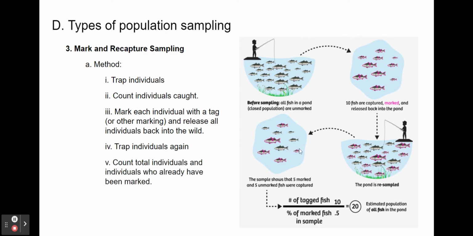Number five, we're going to count our total individuals. So, how many did we catch in this second go? And how many have already been marked? In our new sample, you can see some have tags and some don't have tags. What's our total? And how many already have tags on them? Then we'll release all the individuals back into the wild and we'll use those numbers to calculate the population size. There's a formula for this. Let me show it to you now.